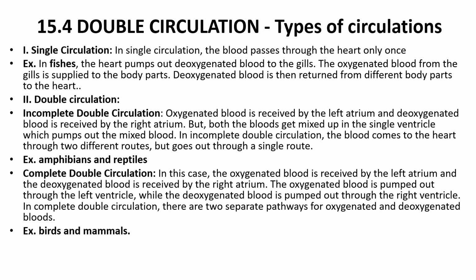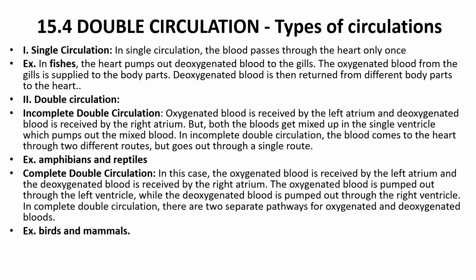The muscular chambered heart is present in all vertebrates. It is of two types of circulation, single circulation and double circulation. And double circulation is of two types, incomplete and complete. So let's see single circulation first. In single circulation, the blood passes through the heart only once. Example, fishes. The heart pumps out deoxygenated blood to the gills. The oxygenated blood from the gills is supplied to body parts. Deoxygenated blood is then returned from different body parts to the heart.